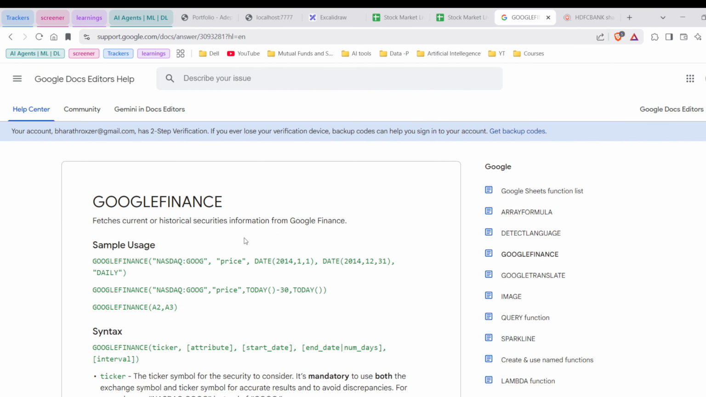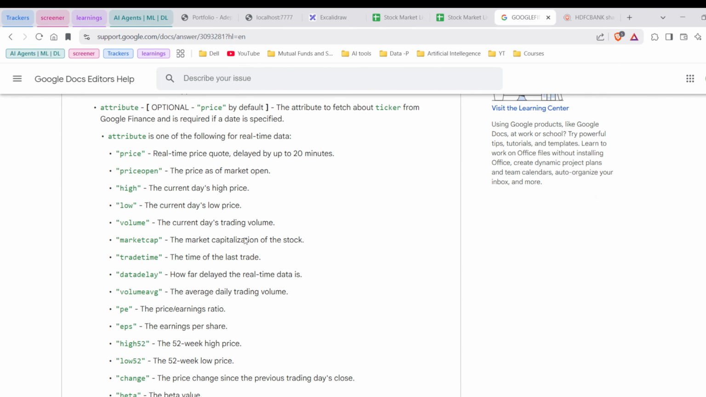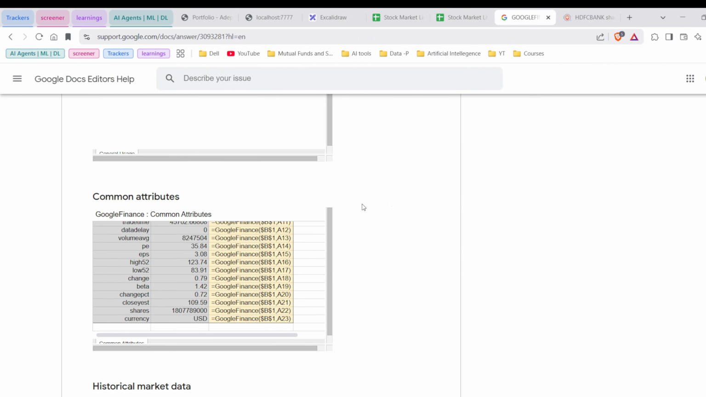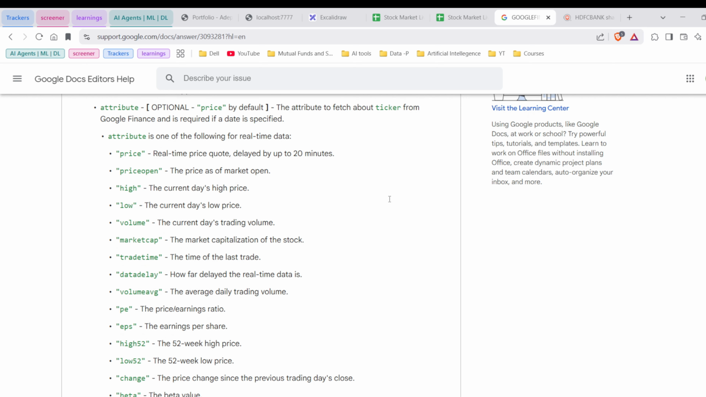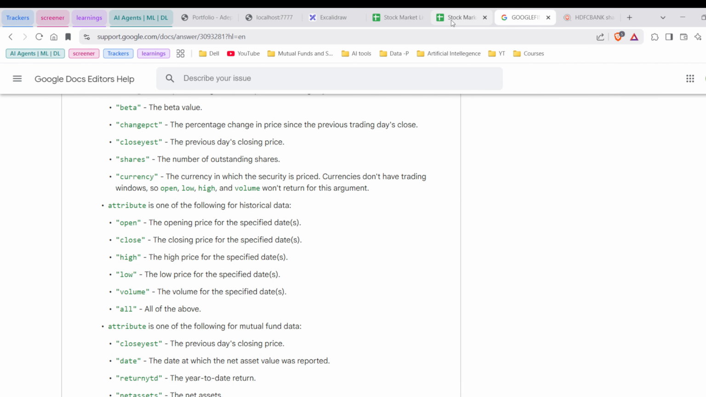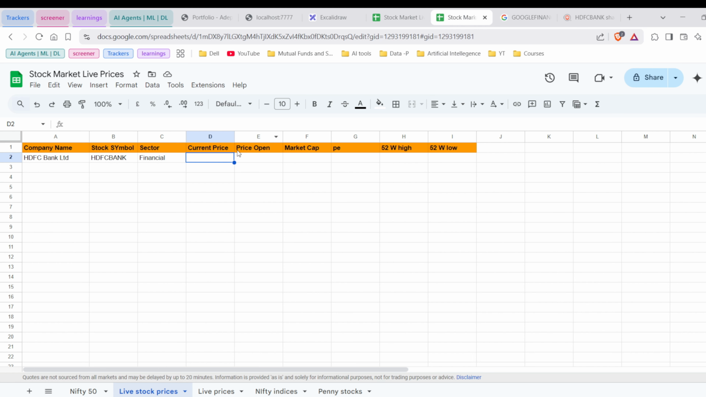Because you can see it is the documentation of Google Finance, where they are giving the formulas and how to use them to get our data. So I'm going to use only a few attributes: price, open, high, low, volume, market cap, trade time, like this, right? I just took only the important metrics: current price, price open, like this. Now let's start writing the formula and get the live data of one stock.